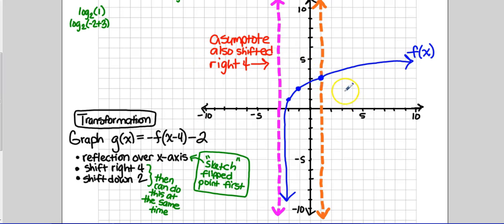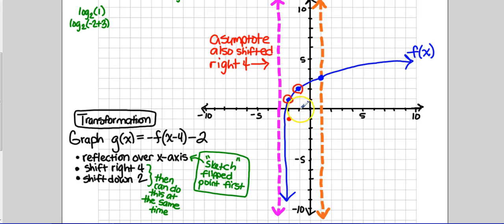All right. So sketch the flipped point first, and then we're going to take care of right 4 and down 2. So what do we mean by flipped? Well, this was a reflection over the x-axis. So I'm going to change over to red. What I mean is this ordered pair right now has to get reflected first. If I reflect it over the x-axis, it's going to be right here. So we're taking care of the reflection first.